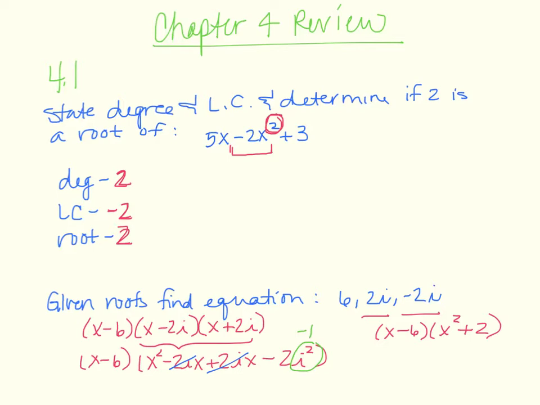And then I'll FOIL the remaining terms. So I'm going to have x cubed minus 6x squared plus 2x minus 12. So this polynomial, if I were to find the roots of it, would give me 6, 2i, and negative 2i. So that's just working backwards.